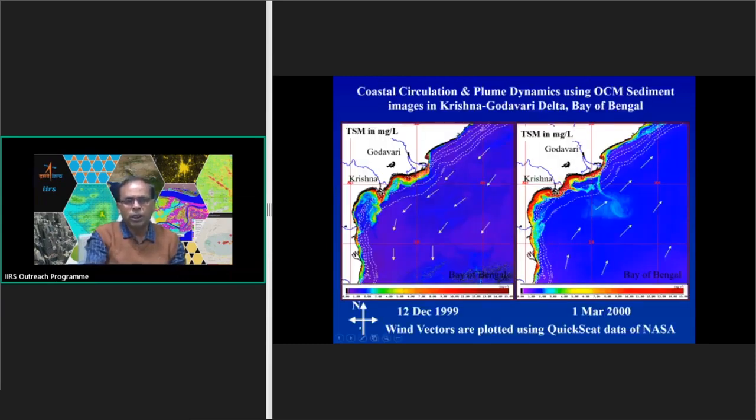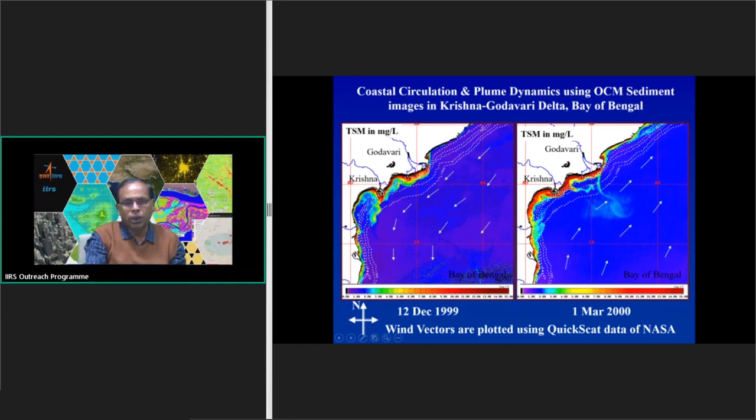And you can see this is the quantified suspended sediment concentration map during December 99, and this is March 2000. You can see the plume direction, and the wind speed vectors from QuikSCAT data are superimposed on it. So it shows the suspended sediment plume is carried away along with the current. And when the wind speed reverses and direction is changed, the surface sediment plumes are carried out by the surface currents.